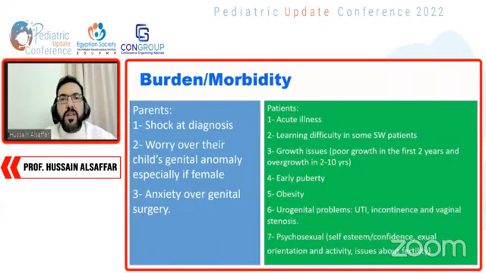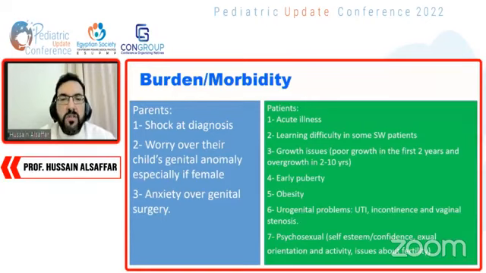Now, the burden of the disease, as we know, is a burden on the parents and a burden on the patients. On the parents, it's a shock for them at diagnosis. There will be worry over their child's genital anomaly, especially in females, the number of surgeries that could happen in the future, and anxiety over the genital surgery.